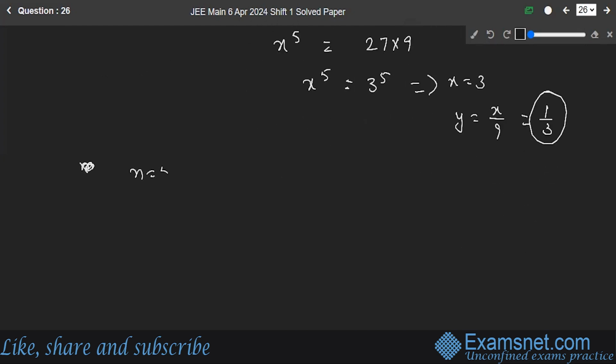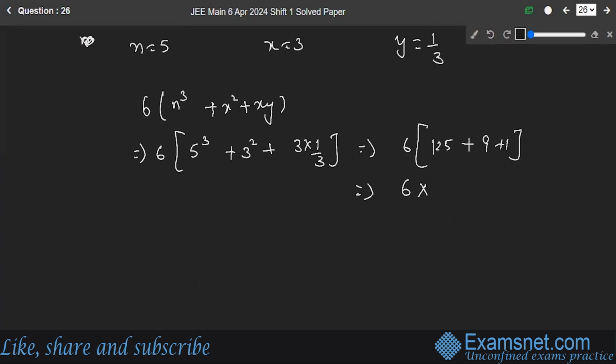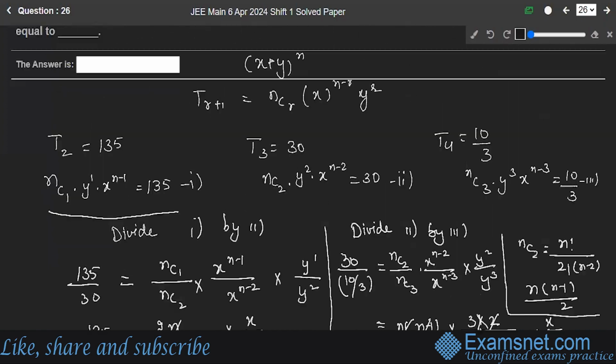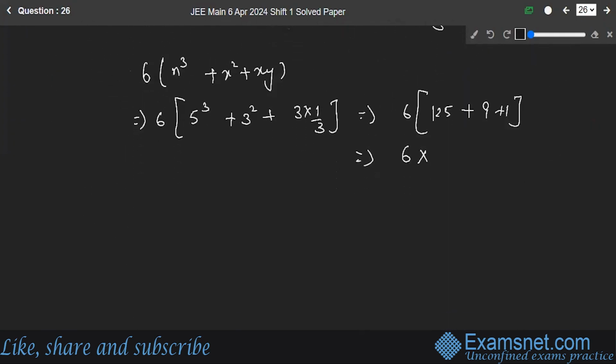n came out to be 5, x is equal to 3, y is equal to 1 by 3. So you have to find out 6n cube, x square, and y. So this is 6, 5 cube, 3 square, 3 into 1 by 3. This makes it 125 plus 9 plus 1, or 6 into, let me confirm it once. Here was y only, okay, not xy.